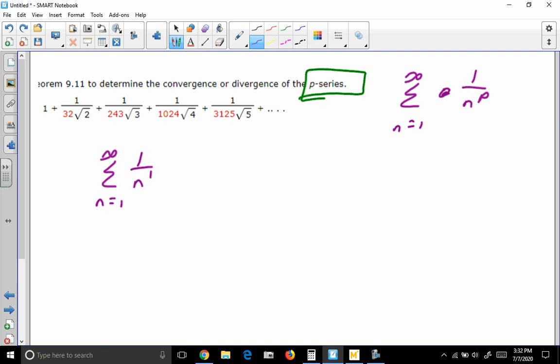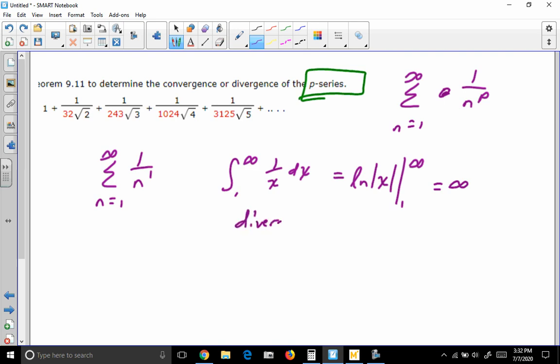If we compare that to the integral from 1 to infinity of 1 over x dx, then dx over x integrates into natural log absolute value of x. If we evaluate that from 1 to infinity, which technically we take the limit as we go close to infinity, well, natural log of infinity is infinitely large, so that one diverges.